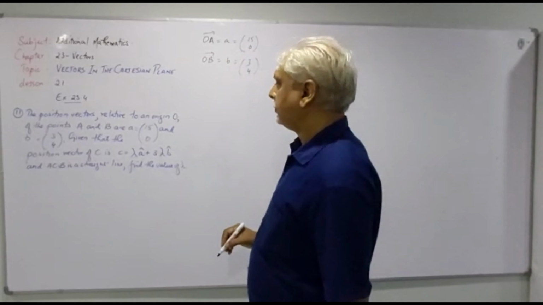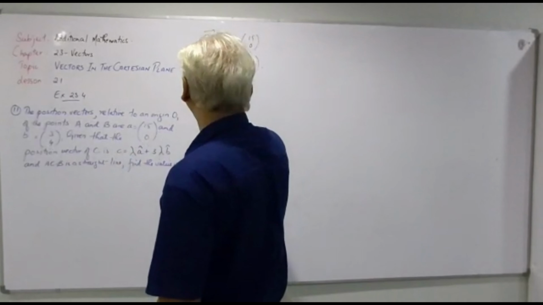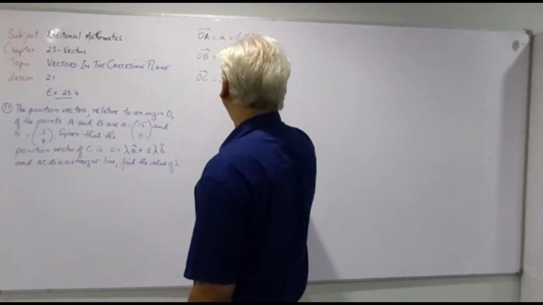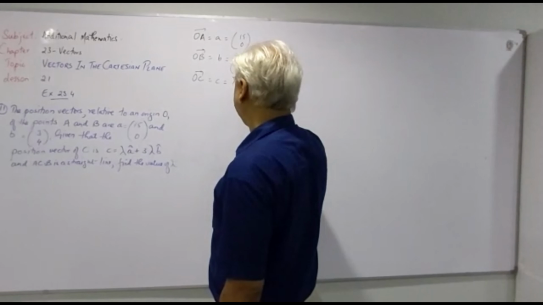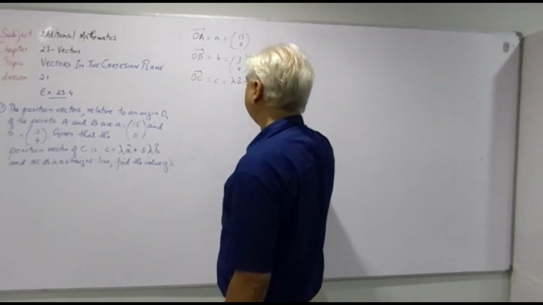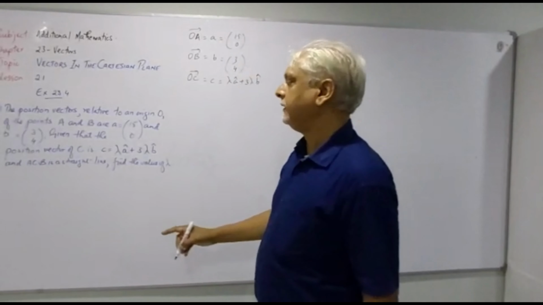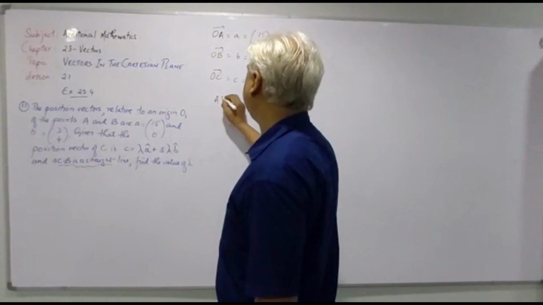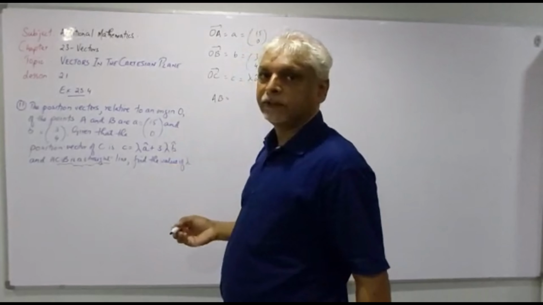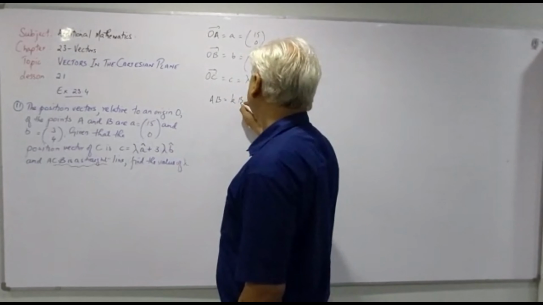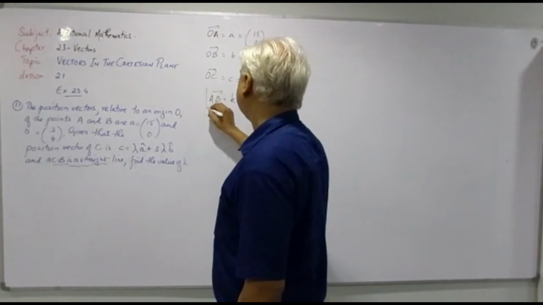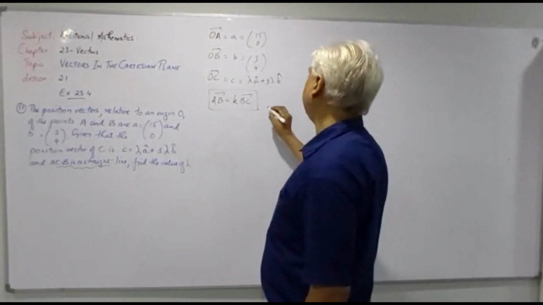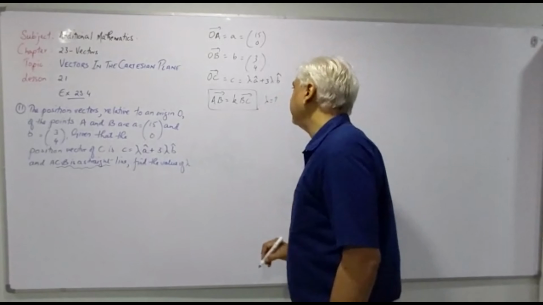Given that the position vector of C is C is equal to lambda unit vector A plus 3 lambda unit vector B, and ACB is a straight line. Now when you say ACB is a straight line, that means AB is equal to, we'll consider a scalar, let's say K, BC. Okay? It's collinear, so that's it. Find the value of lambda. We need to find the value of lambda.